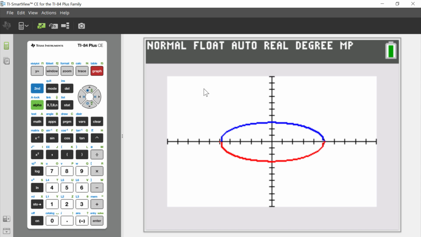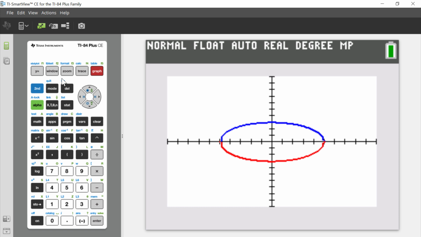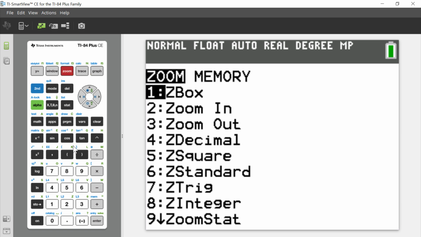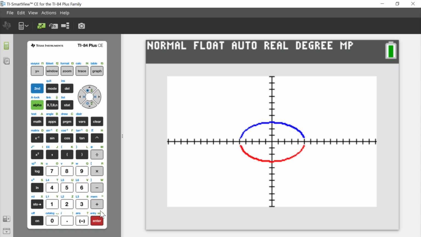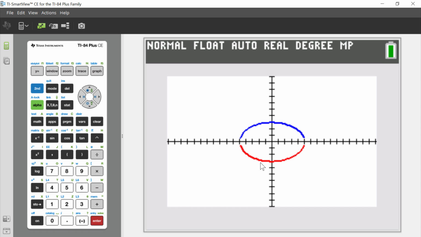The TI's viewing screen is a little longer left to right than it is from top to bottom. So what I want to do is make this ellipse be truly square. And the easiest way to do that is to hit the zoom button, and notice that number 5 is zoom square. So whatever window I'm in, I can choose zoom square and it will square that window for me. So this is really what the ellipse should look like. Notice that the calculator is now going from about -14 to 14 in order to square that window.